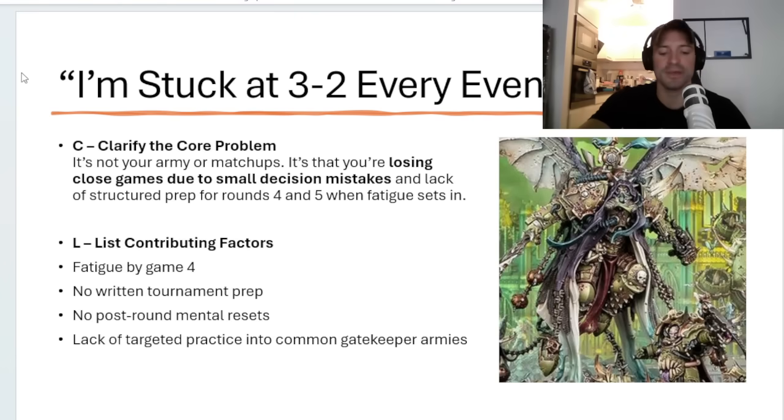Maybe you ate like crap and you just ate a meal of Snickers bars, and so now you have a sugar high, and the diabetes is settling in. That's a big problem. These are contributing factors to your performance.